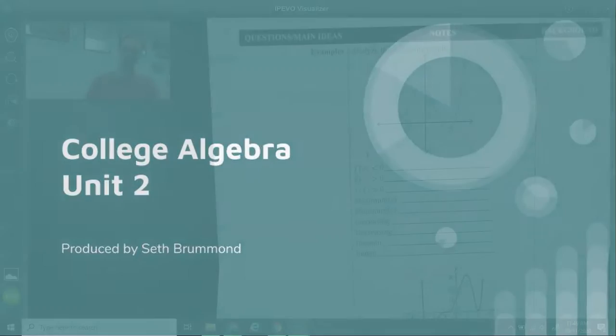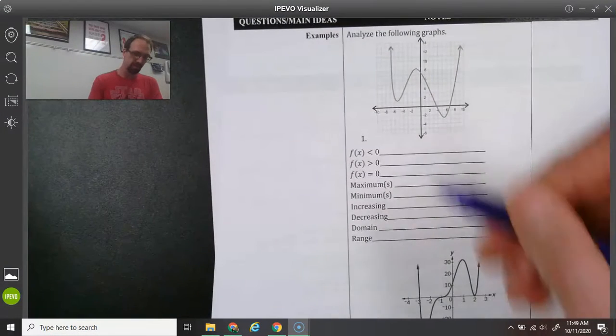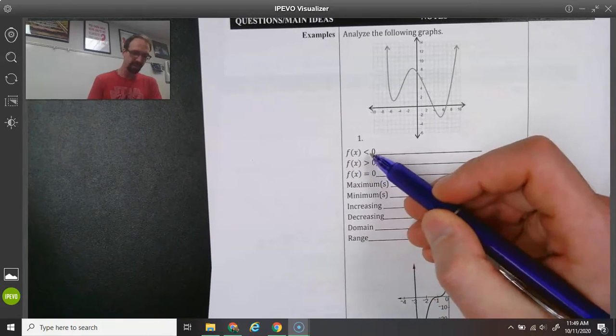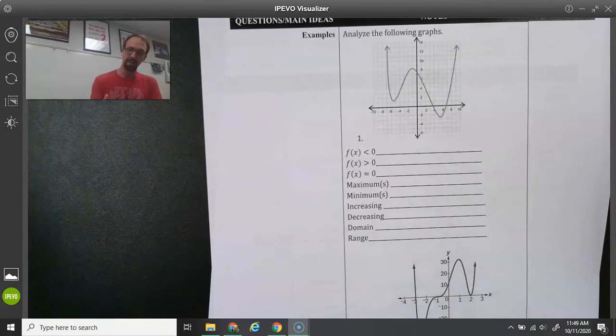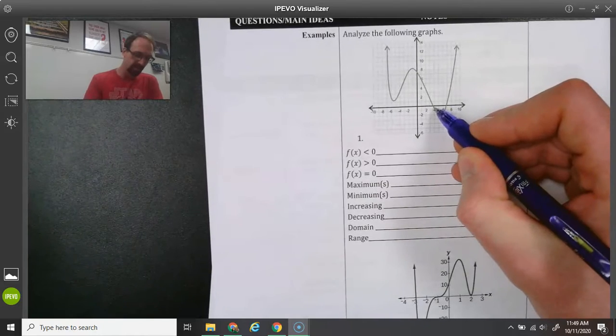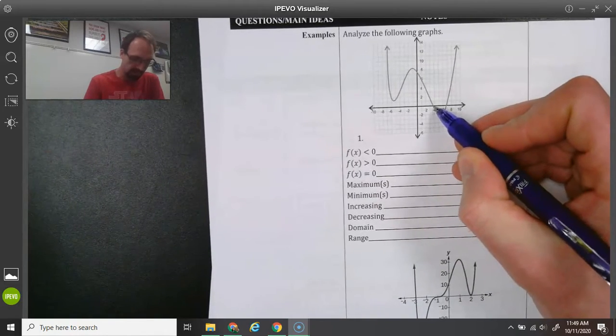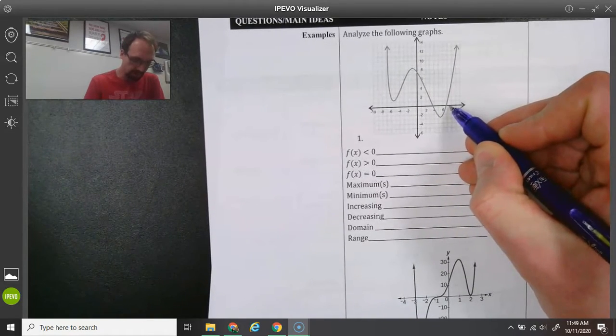Now we're going to jump into analyzing the graphs. So I've given you kind of a basics of what's going on here. This says f of x is less than 0. So when it's less than 0, I'm finding out when it's below the x-axis. So it's below the x-axis, somewhere around here, looks to be like maybe 3.5 to about a little 7.